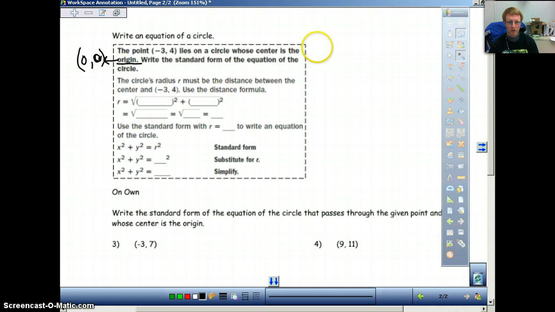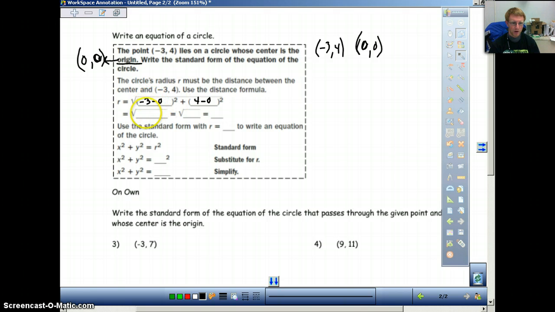So what we're going to do is take this point, negative 3, 4, and 0, 0, because that's where the origin, the center of the circle, is. The distance between this point and this point is going to give us the radius. Again, from the center to the edge will be the radius. So that's what we do. We do negative 3 minus 0 squared plus 4 minus 0 squared.